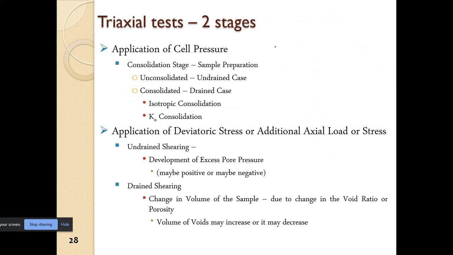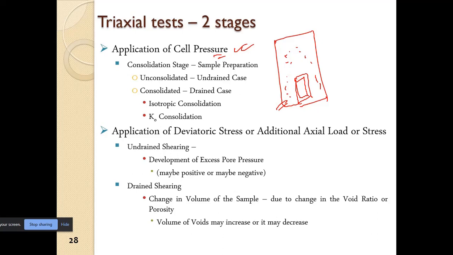So the triaxial test, we do it in 2 stages basically. One is application of the cell pressure, and cell pressure means when we put the soil inside the cell, we increase the pressure in the water in the triaxial cell. So that is the application of the cell pressure.